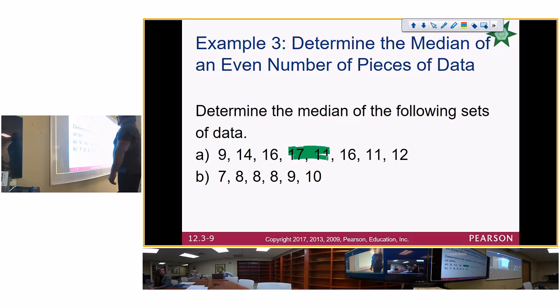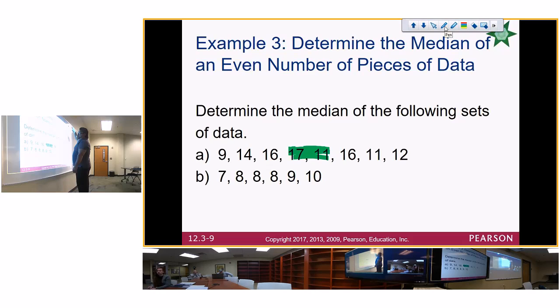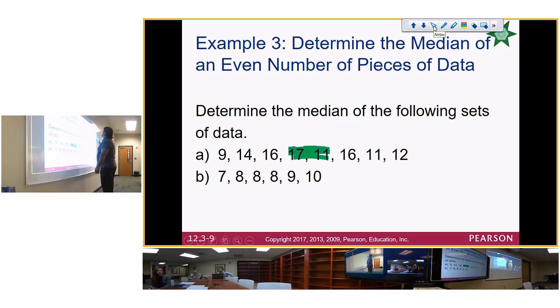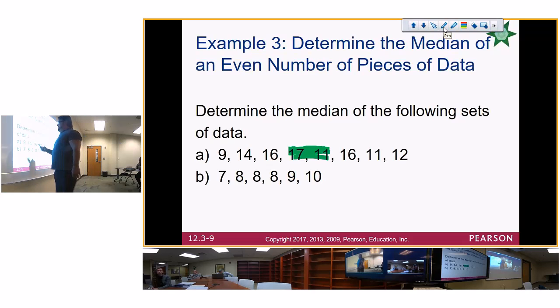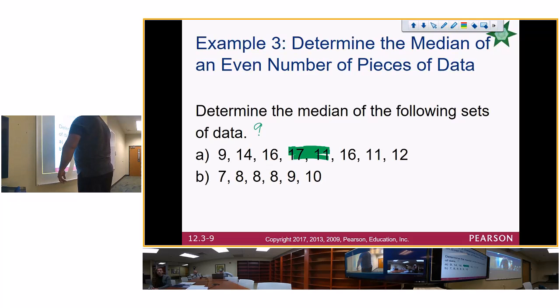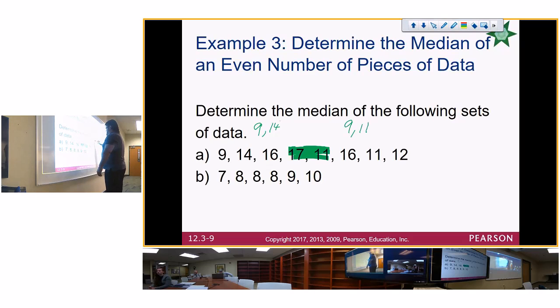Are they not in order? They put the second one in order and everybody thinks the first one's in order. These people, they need a life. 9, 14. 11, 11. 9, 11. That's why I hate these.